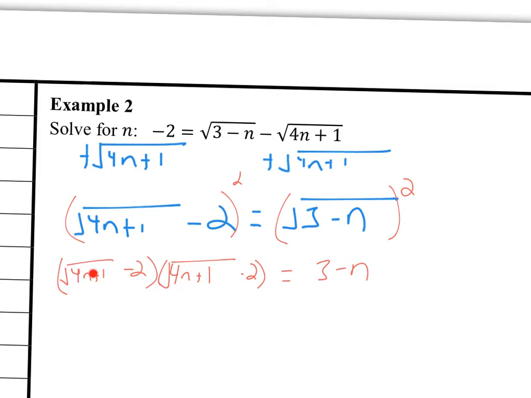Okay, so when I multiply square root 4n plus 1 times square root 4n plus 1, I end up with 4n plus 1. Square roots cancel. Now I have to multiply the square root of 4n plus 1 times the negative 2. Again, I have an innie with an outie, so really there's a 1 in front of this, so it's 1, the outie, times negative 2, the outie, and then we get negative 2 square root 4n plus 1.